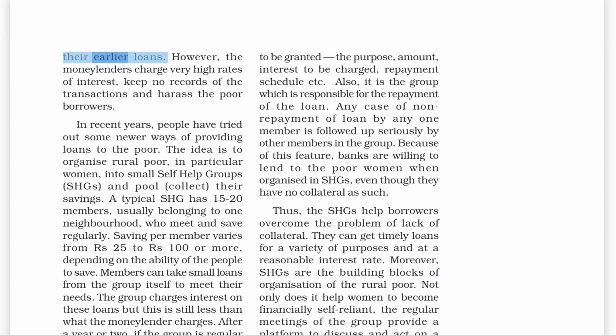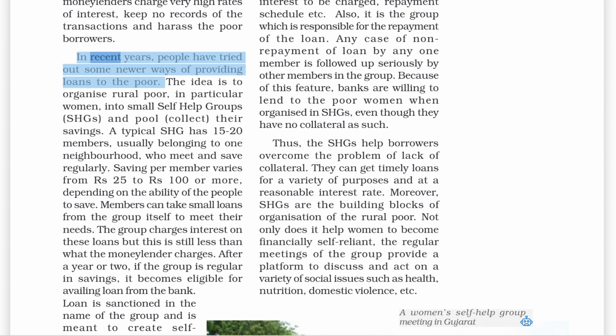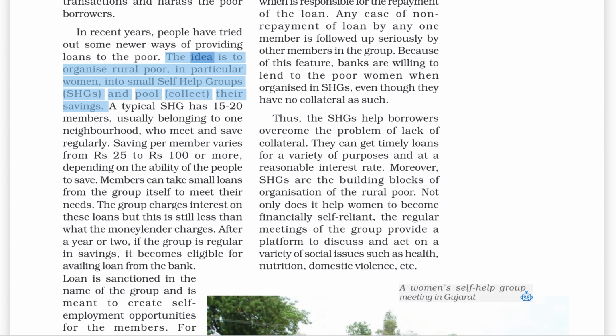However, the moneylenders charge very high rates of interest, keep no records of the transactions, and harass the poor borrowers. In recent years, people have tried out some newer ways of providing loans to the poor. The idea is to organize rural poor, in particular women, into small self-help groups, SHGs, and collect their savings.